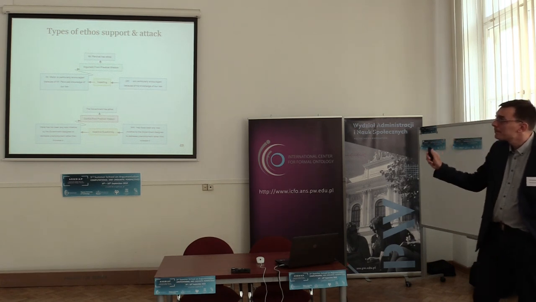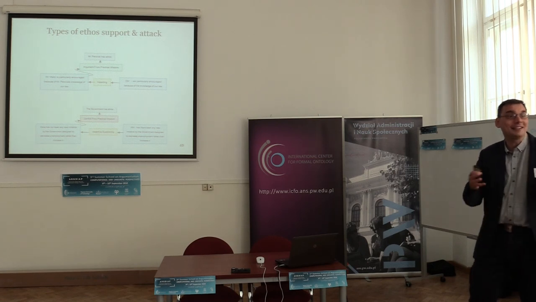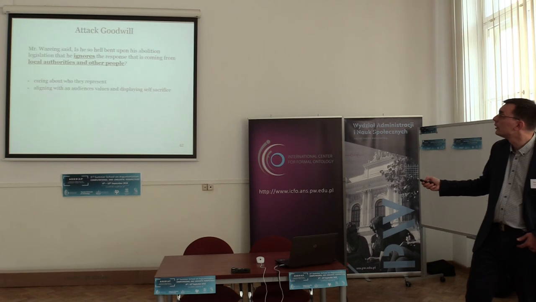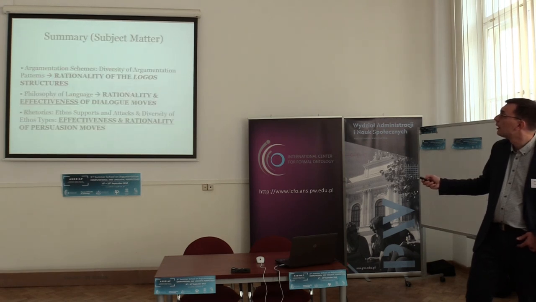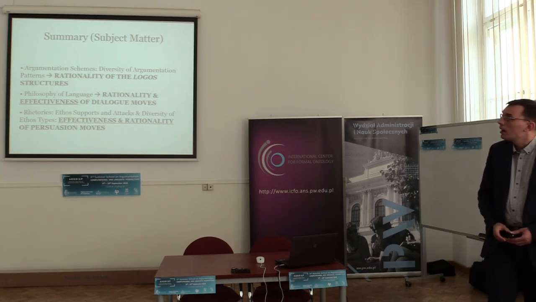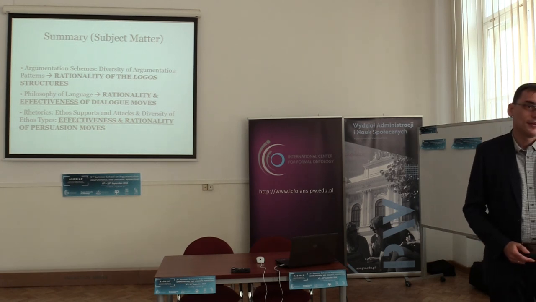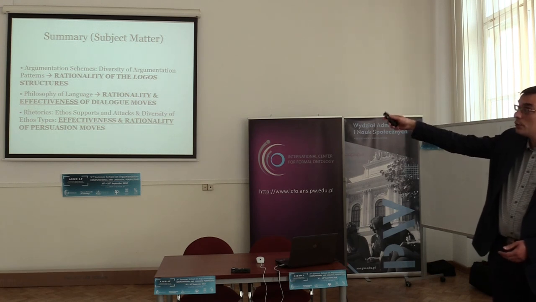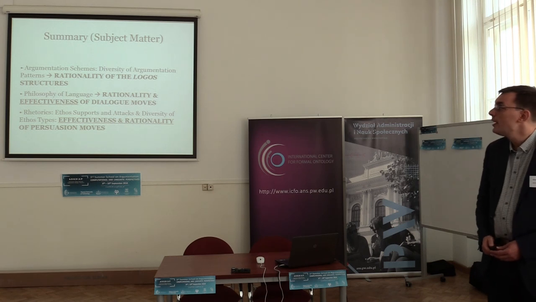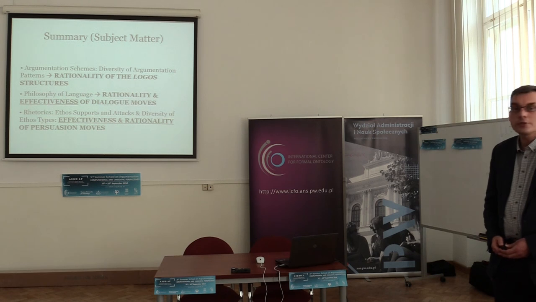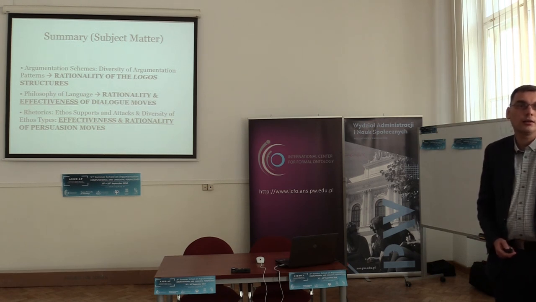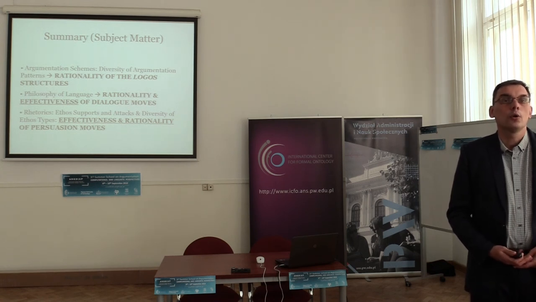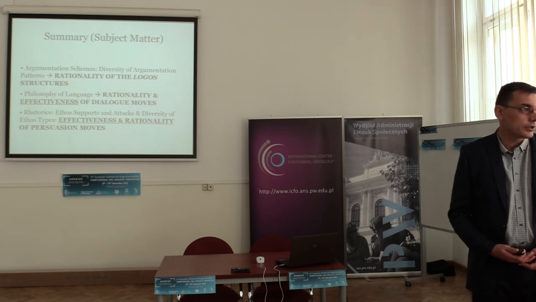So this is a very short story about adding ethos to these characteristics. So let me conclude. I didn't mention the notion of rationality yet, but if we discuss these three areas, argumentation schemes, elements of philosophy of language, this was the second part devoted to the dialogue moves, and elements of rhetorics, an important question is about what argumentation schemes are rational, or what argumentation structures are rational, which of them are not. An important question is also what dialogue moves are rational or reasonable, which of them are not.